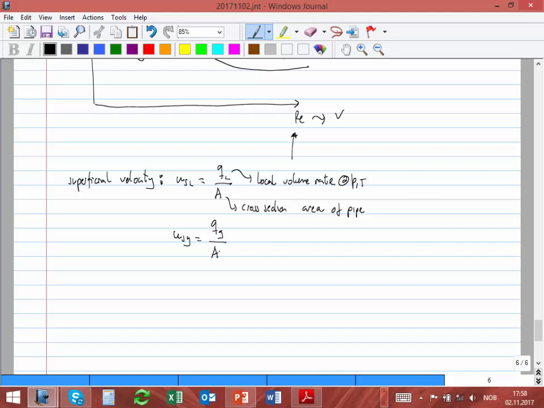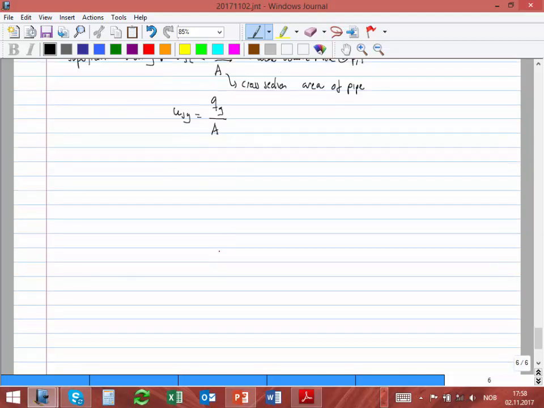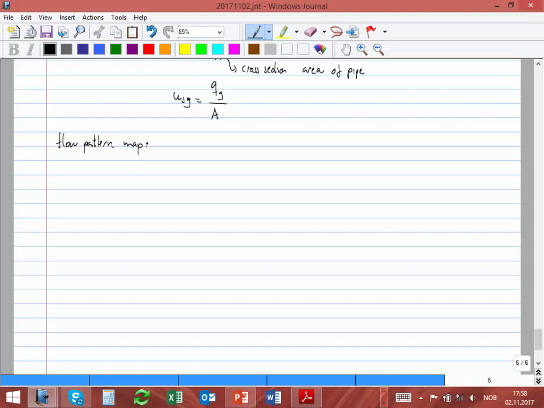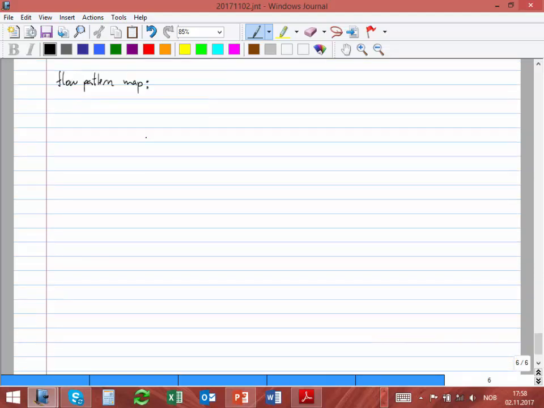I create these two numbers. They are not enough, as we will see, and it's much more complicated than just using these two numbers. But we will see something very nice that we can make with them. With these two numbers, I can make flow pattern maps, and that looks something like this.